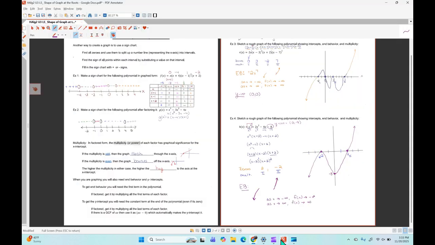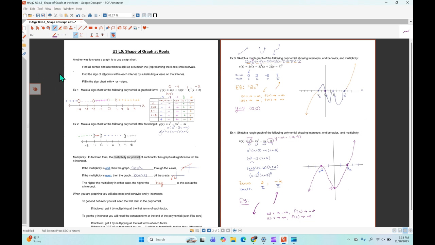So that's a look at our notes on multiplicity and graphing with sign charts. Join us for the next lesson where we will start to talk about roots and zeros and finding them on polynomials that we can't factor.